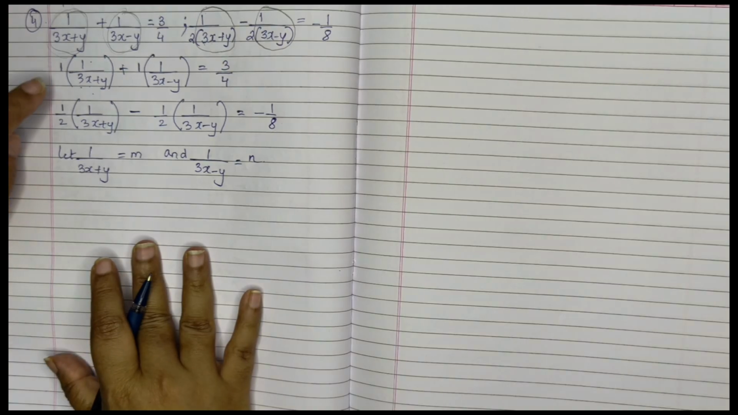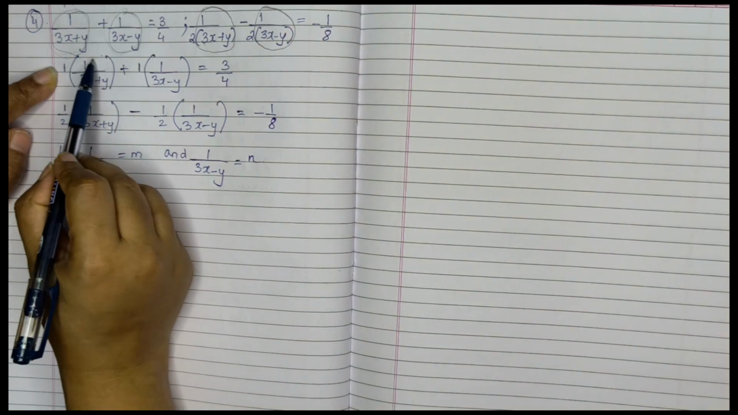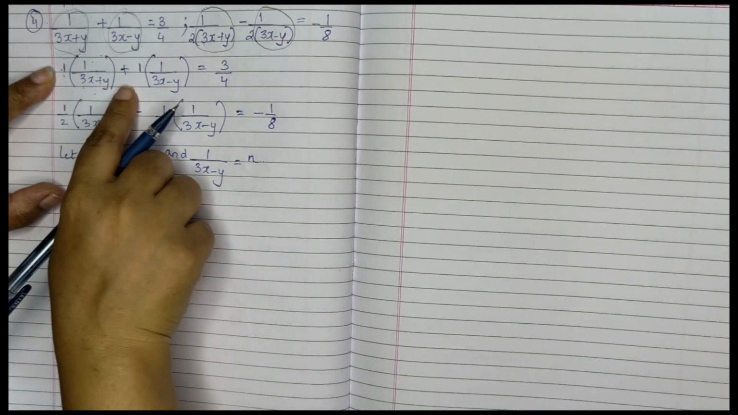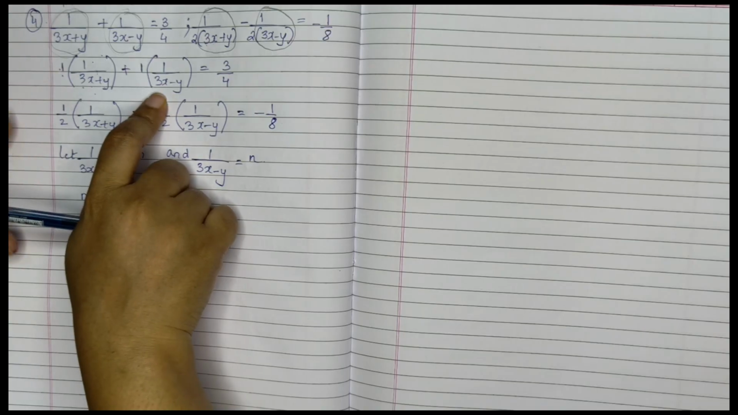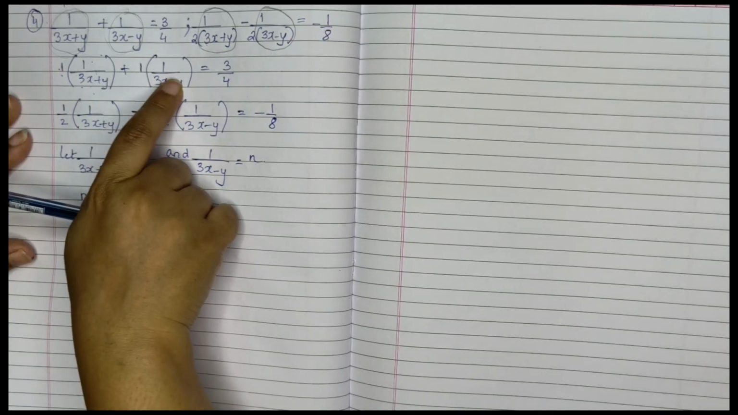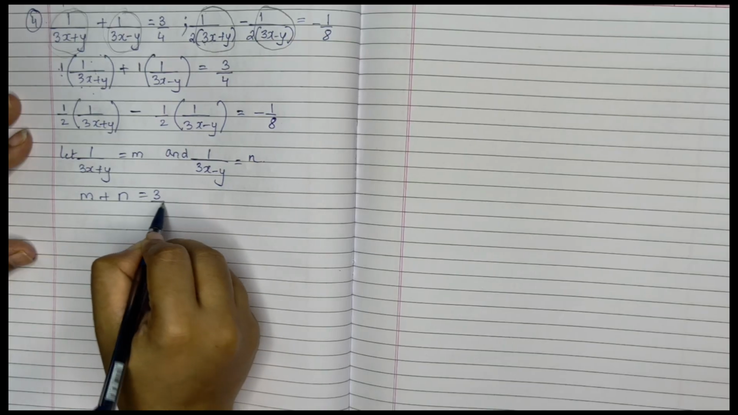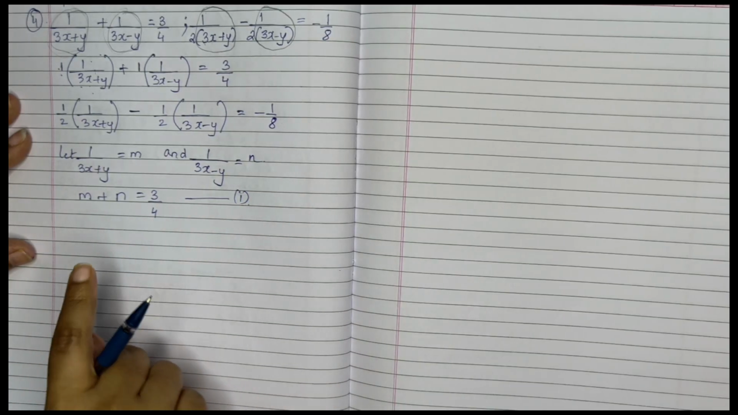Okay, now see, this was 1 and this whole thing is m. I told you this is m, 1m. That means 1m you can only write as m, plus this is 1 and this is our n. Instead of writing 1n you can just write n. So m plus n is equal to 3 upon 4. Okay, so this is our first equation.